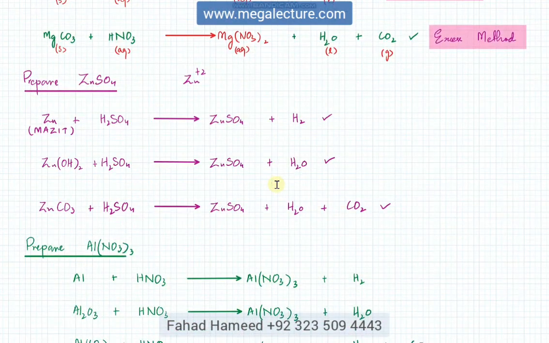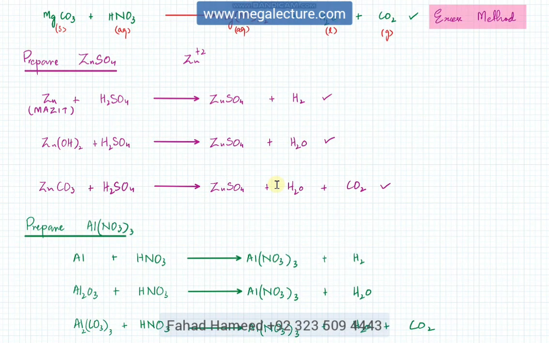And if I quickly mention the solubility of each one of them, zinc is, remember, a solid, it's a metal. Sulfuric acid is aqueous. I've got zinc sulfate, which is also aqueous. You can have a look at the solubility table. H2 is a gas. In the next one, zinc hydroxide, that's a solid, insoluble. Sulfuric acid is aqueous. I've got zinc sulfate, which is also aqueous, and I've got water, which is a liquid.